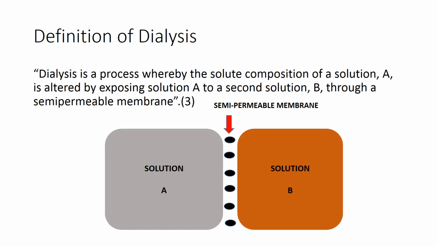So if one looks at the definition of dialysis by way of revision, we know that if we have two solutions, solution A and solution B, and these two solutions are separated by a semi-permeable membrane, dialysis is the process that is responsible for altering the composition of solution A as it is exposed through this semi-permeable membrane to solution B.